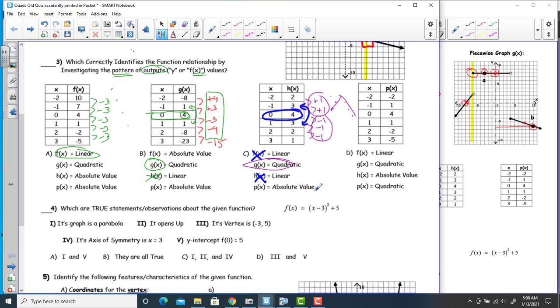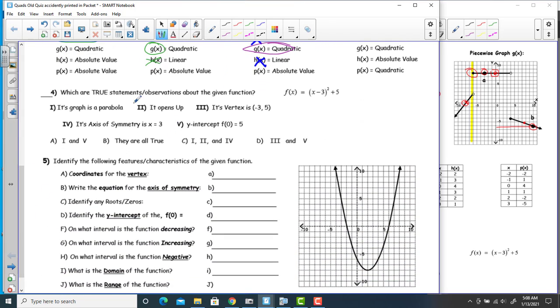I'm going to leave it at that, ladies and gentlemen, and we'll do the rest in class when we return. For question number 4, you ask which are true statements or observations about the given function. And this starts to really bring together the idea that we should be able to make observations and predictions and look at the information within relationships either as a graph, a table, or in an equation.